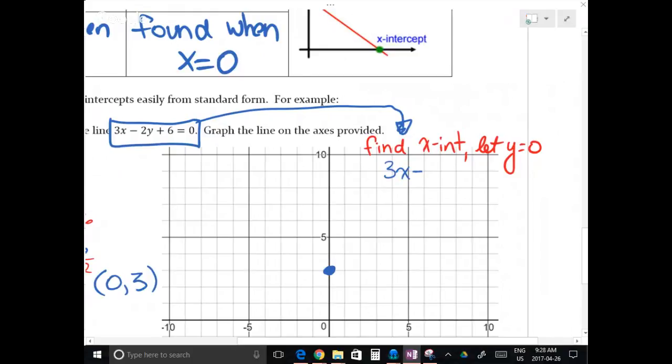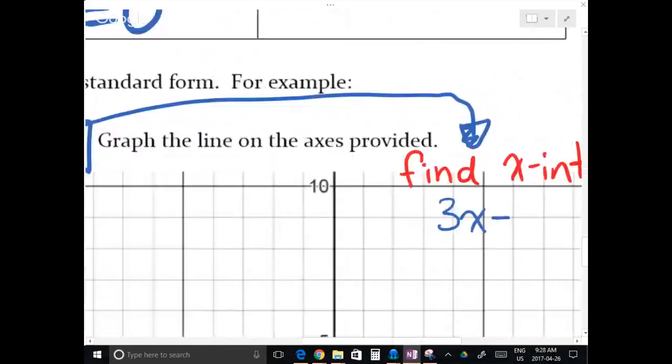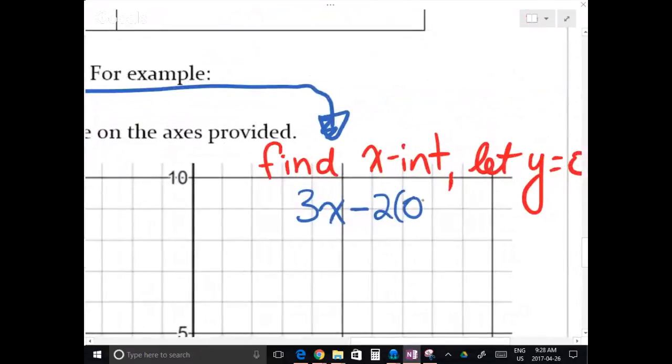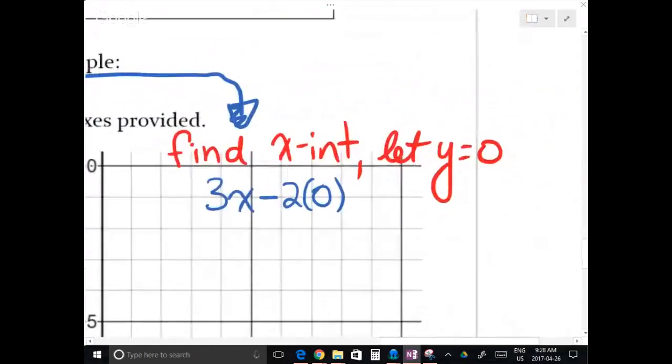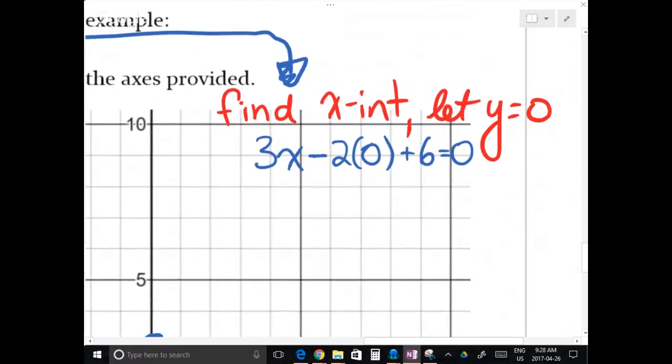I'm going to use this equation. Minus 2 bracket 0. Good. Minus 2 bracket 0. Was it plus 6? Yeah. Plus 6 equals 0. Good. Okay. Now, what is 2 times 0? 0. Okay. So 3x plus 6 then equals 0. I can just eliminate that middle term, because 2 times nothing is just nothing. So there's no reason to take nothing away. Just get rid of it.